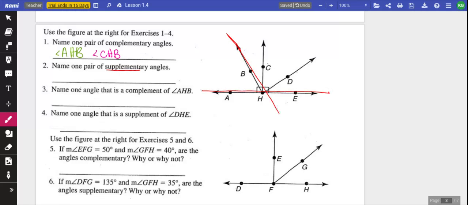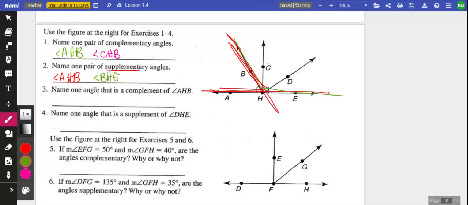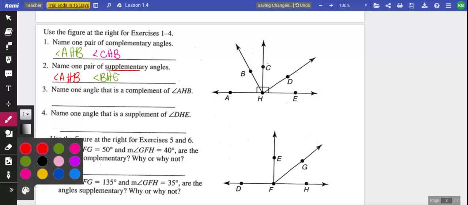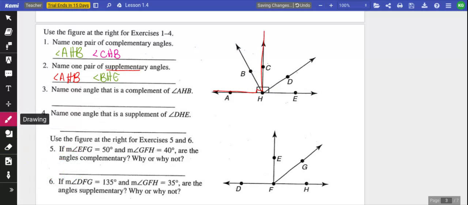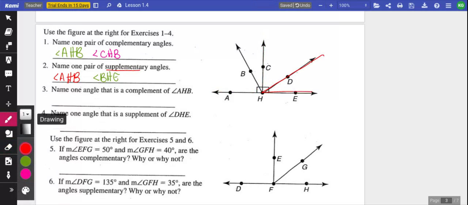So I could split it here, and I'd have this angle here on the left, which is angle AHB. And then what's the rest of it here in the green is BHE. I could have also split it here and done the two 90s. So said AHC and EHC. And lastly, I could have split it this way, DHE and AHD.